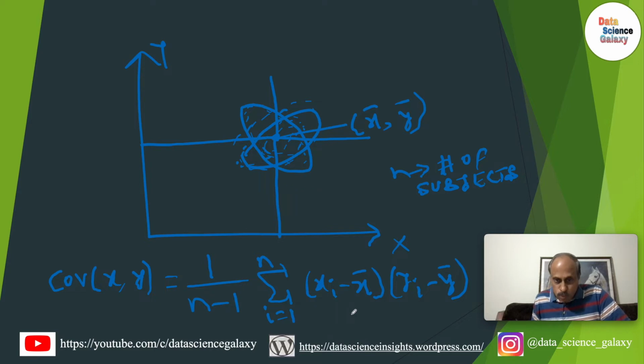Okay. Small change for the population: it is divided by n instead of n minus 1. So this is the covariance. Okay. Hope this is amply clear as to what covariance is.